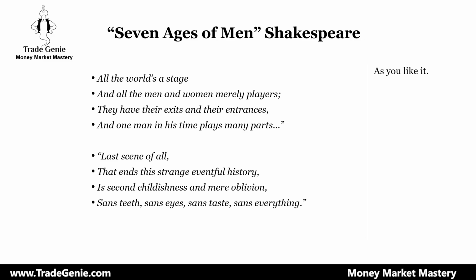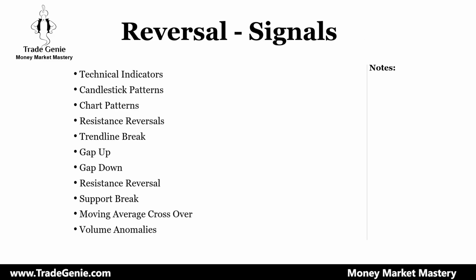Anyway, so this is the seven ages of Shakespeare, and I showed you the seven ages of man and the seven ages of the market. Now, today we are talking about stage two, three, and five, six. So there are various ways of trying to figure out the reversal signals. Today, before coming here to teach you, I quickly created this slide, and I started putting all the ways you can spot the reversals.